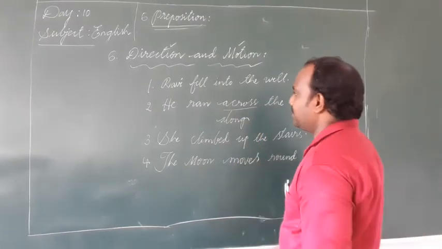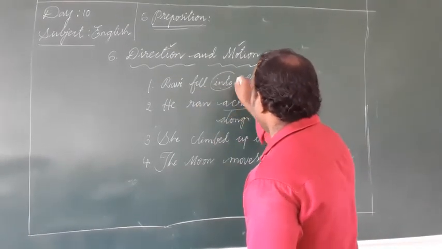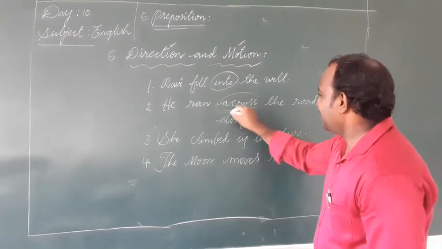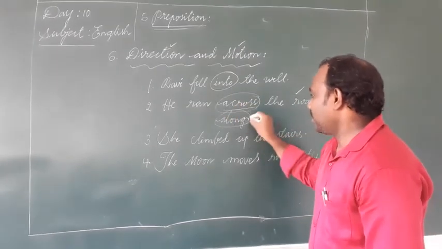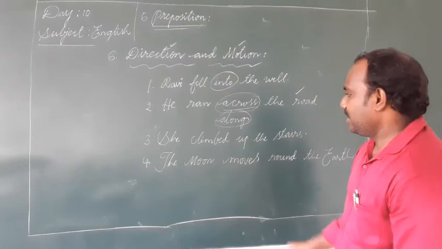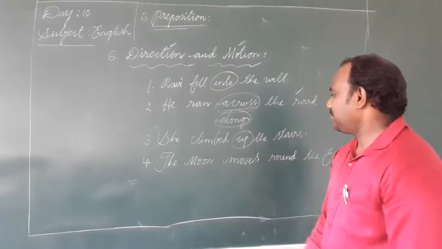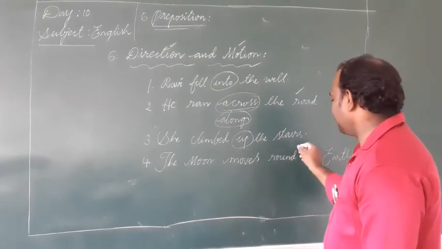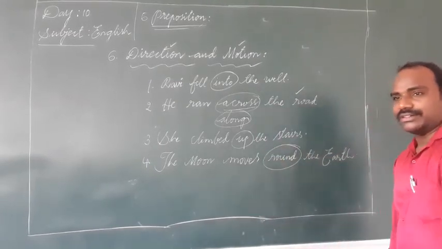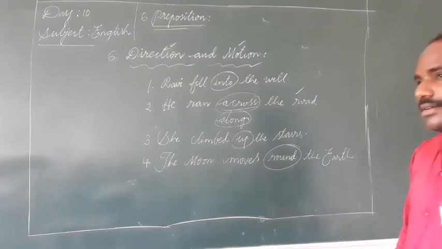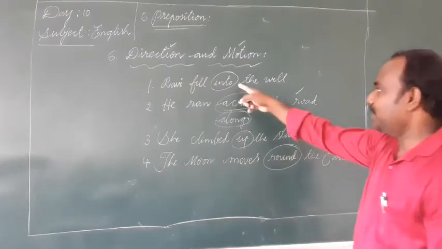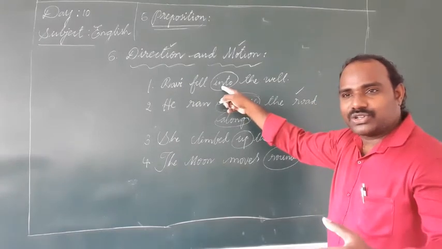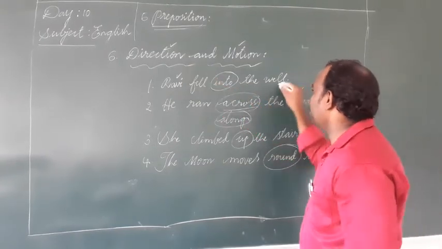See, in the first sentence, Ravi fell into the well. He ran across the road, along the road. She climbed the tree or up the stairs. The moon moves around the earth. The planets move around the sun. You see here, the word into shows the direction or the movement of the boy running into the well.